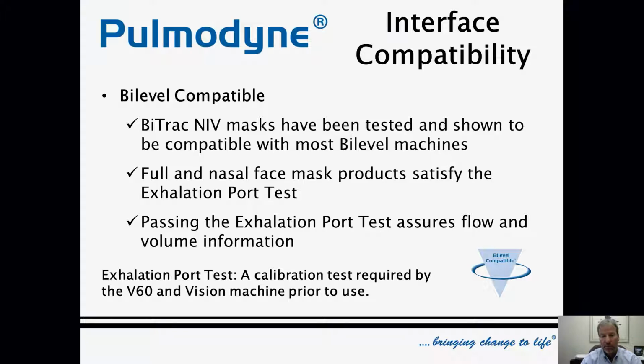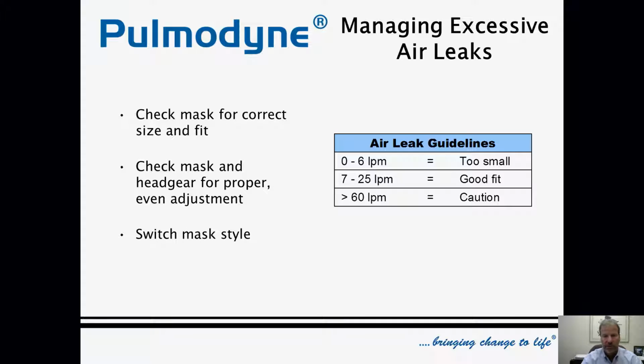So our Bitrek bi-level mask, we have a big selection of different things. Let's see, managing excessive air leaks. It's interesting, none of these masks need to seal to the point that they don't have a leak. So they all are designed to leak. So the pressure or the flow that these BiPAP and CPAP machines deliver is always more flow than the patient needs, and as a result, the devices are set up to leak.